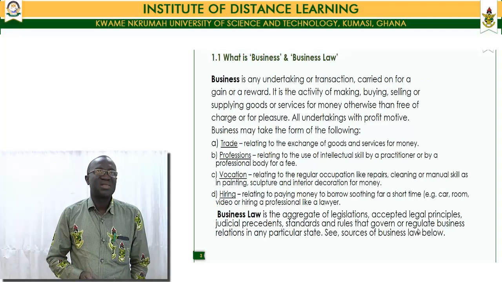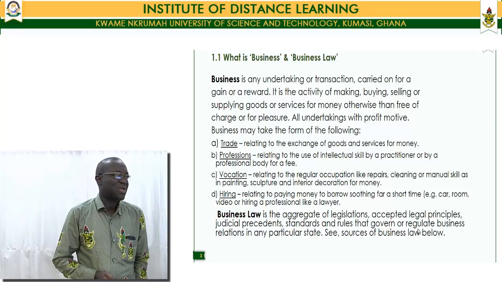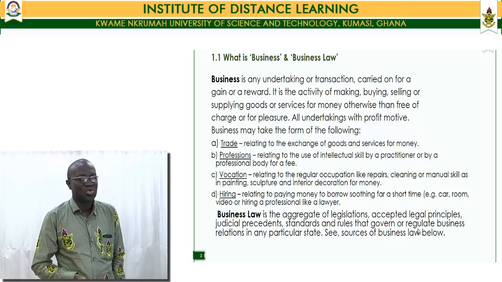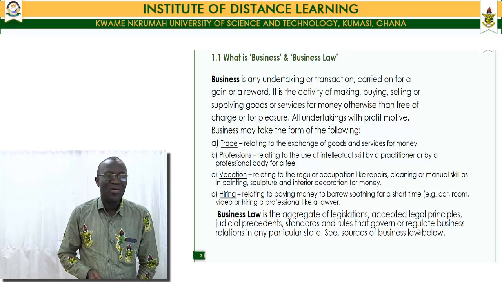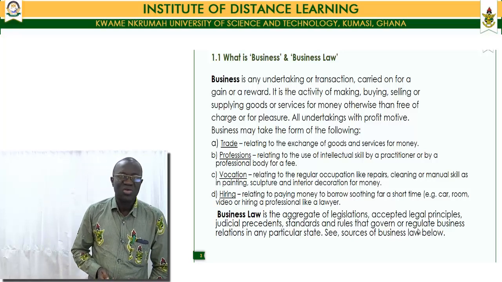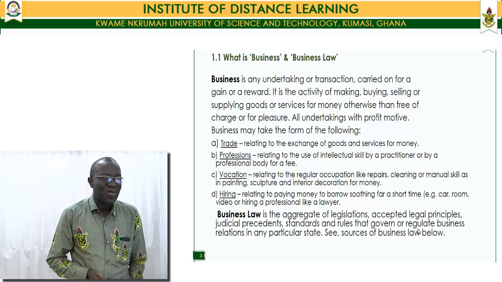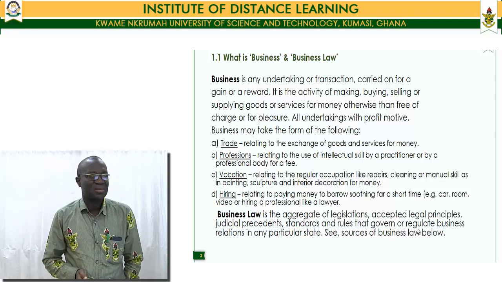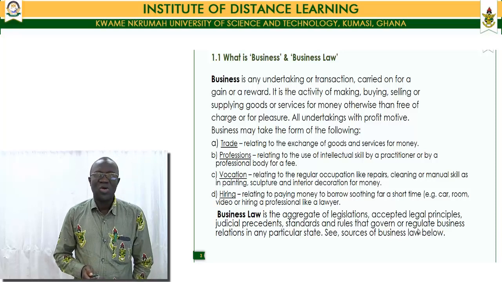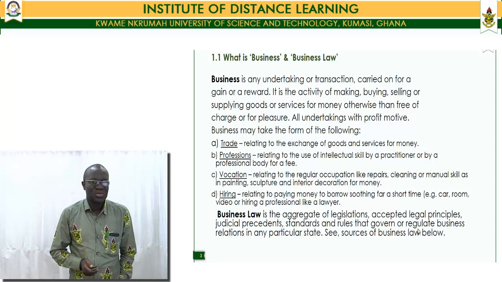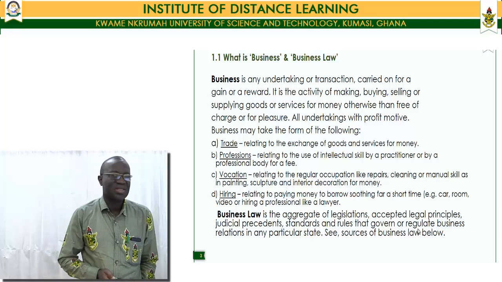First and foremost, since business law is the basic principle we are going to consider before the contract management, then we have to look at that. What is business and business law? When we talk about business, it's any undertaking or transaction carried on for a gain or a reward. So business always has a profit motive. It is the activity of making or buying or selling or supplying goods or services for money. Otherwise, if it's free of charge or for pleasure, or you are giving the thing out on a gratuitous basis, just as a free gift, it is not business. All undertakings with profit motive, we can refer to that as business.